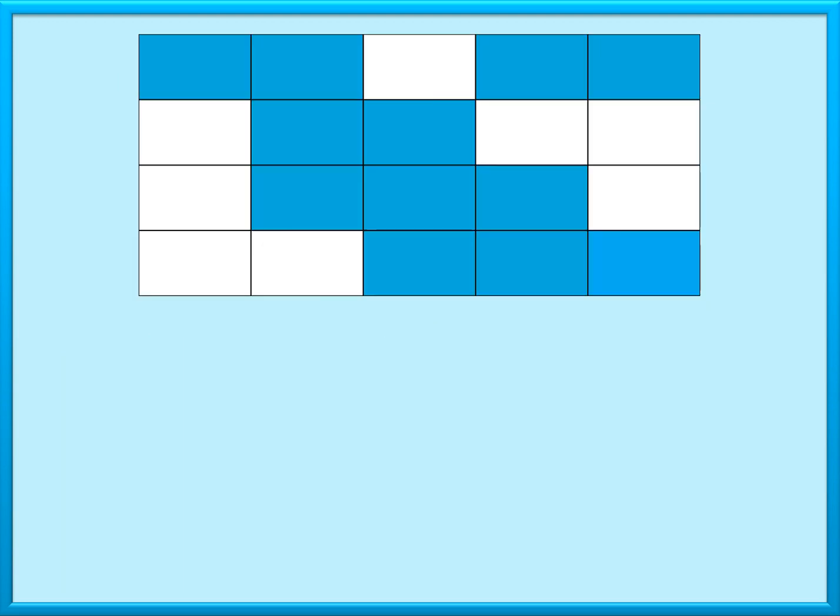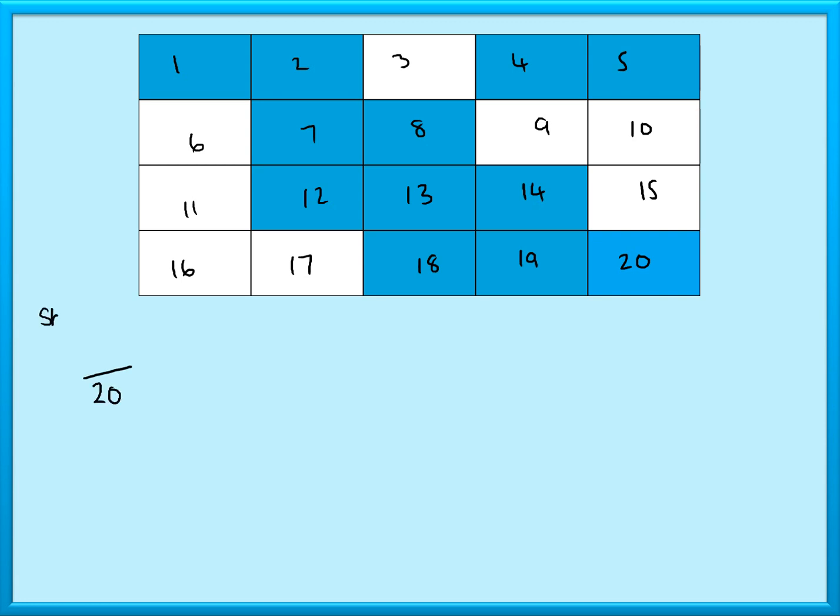Let's have a look at another one. So same sort of idea here. First of all, let's count how many boxes we've got. We've got 1, 2, 3, 4, 5, 6, 7, 8, 9, 10. So we're looking for out of 20 here. So if we look at shaded first, we've got 1, 2, 3, 4, 5, 6, 7, 8, 9, 10, 11, 12 shaded out of 20.